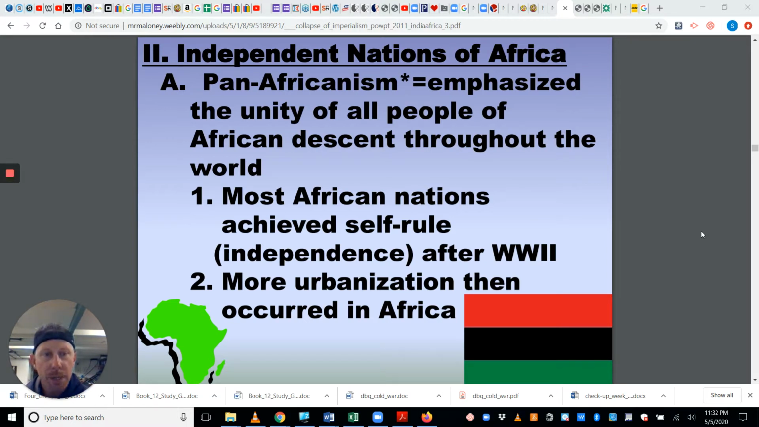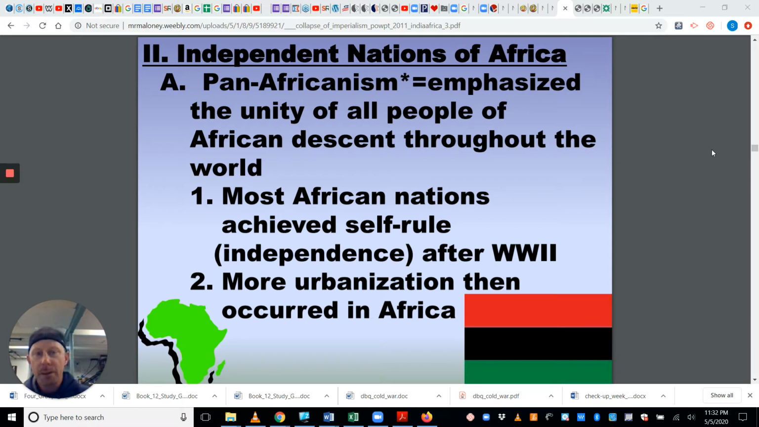So study guides should be out, and you could take notes if you want, or just answer the questions as we go along and try to learn a little bit about the collapse of some of these imperial powers throughout the world. So the collapse of European imperialism in mostly Africa right now is what we're dealing with today. So here we go.